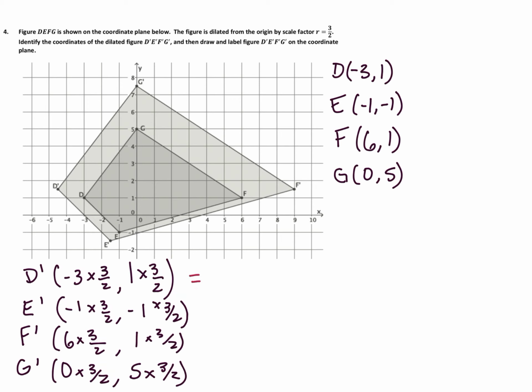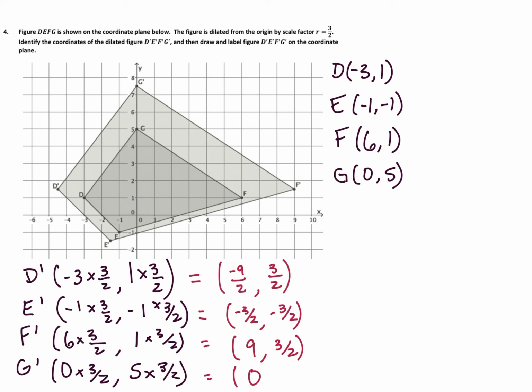Okay, so negative 3 times 3 is negative 9, over 2. 1 times 3/2 is 3/2. Negative 1 times 3/2 is negative 3/2. Three times 6 is 18, and 18 divided by 2 is 9. 0 times 3/2 is still 0. 5 times 3/2 is 15/2.